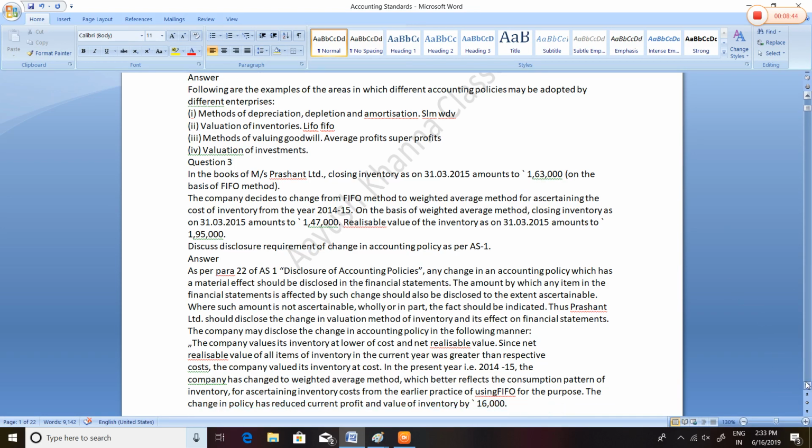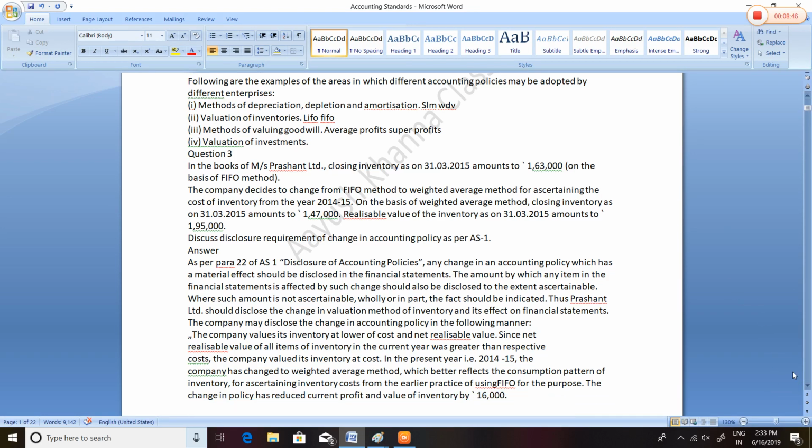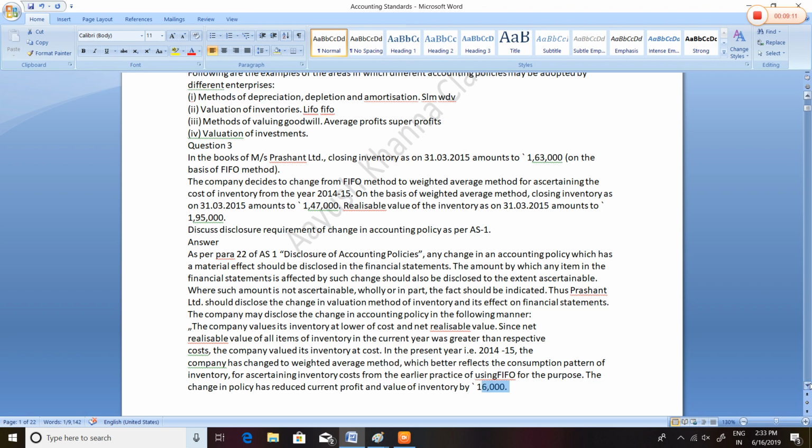Disclosure has to be made as it is material to the financial statement. A change in the valuation of inventories is material to the financial statement. Hence, it shall be recorded in the financial statement, and the amount of 16,000 shall be disclosed. The chapter is finished.